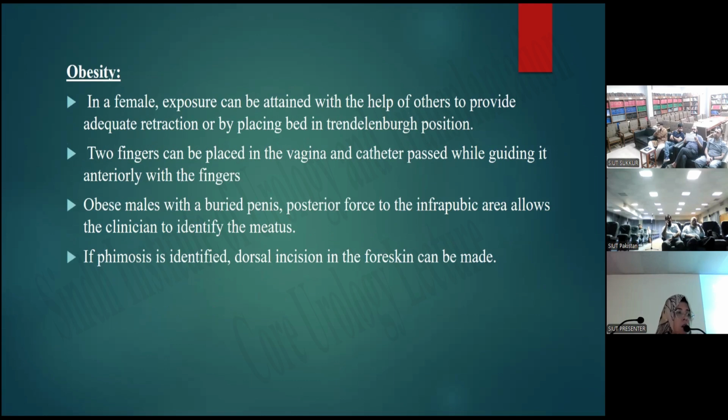Obesity, basically the presence of excessive infrapubic fat in the perineum, makes catheterization difficult in both males and females. In females, you may require other people's help for adequate retraction, or you need to change the frog leg position into the Trendelenburg position. Two fingers of the clinician can be placed in the vagina while passing the catheter, and that's how you can direct the catheter anteriorly into the urethra.